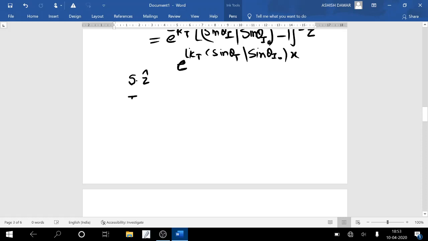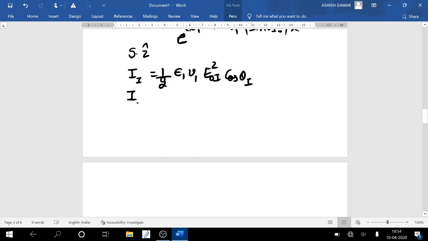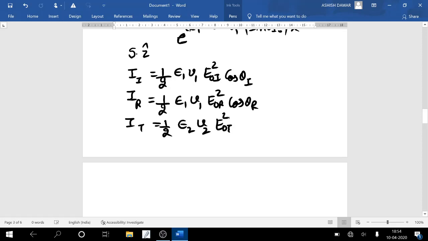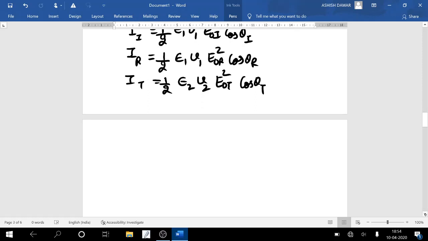Thus the incident intensity I is equal to half epsilon 1 V1 E0 I square cos theta I, while the reflected and transmitted intensities are IR equal to half epsilon 1 V1 E0 R square cos theta R, and IT is equal to half epsilon 2 V2 E0 T square cos theta T. So now we are going to find the value of the reflection and transmission coefficients for the waves, as we found earlier in the case of normal incidence.